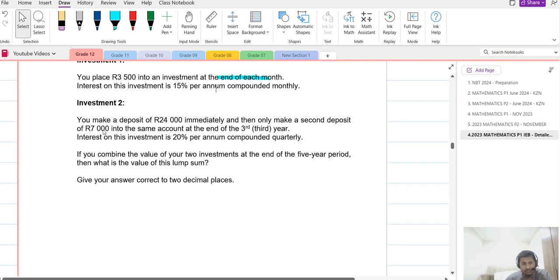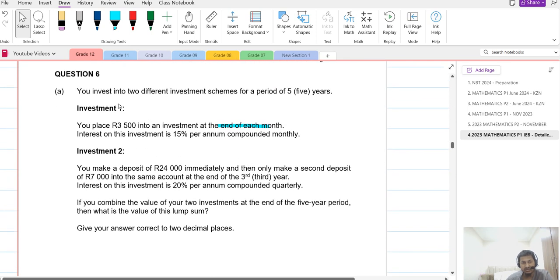You make a deposit of 24,000 immediately and then make a second deposit of 7,000 into the same account at the end of the third year. Interest on the investment is 20% per annum compounded quarterly. If you combine the value of your two investments at the end of the 5-year period, what is the value of this lump sum? Give your answer correct to 2 decimal places.